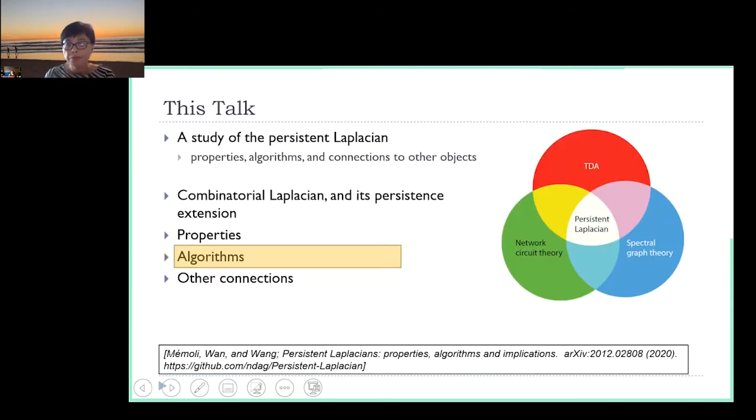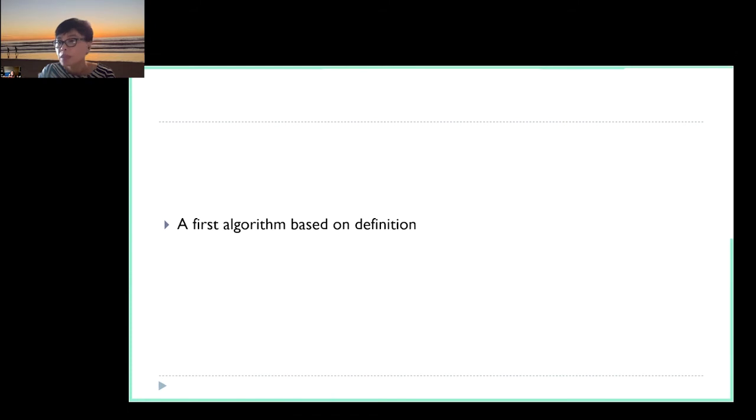All right. Now, this is some of the properties, and we're going to see more properties and connections later. But first, let's talk about how we can compute this persistent Laplace operator. I'm going to describe two algorithms. The first algorithm is really just based on the definition of the persistent Laplace operator, and the second one is based on the interesting connection to the Schur complements.